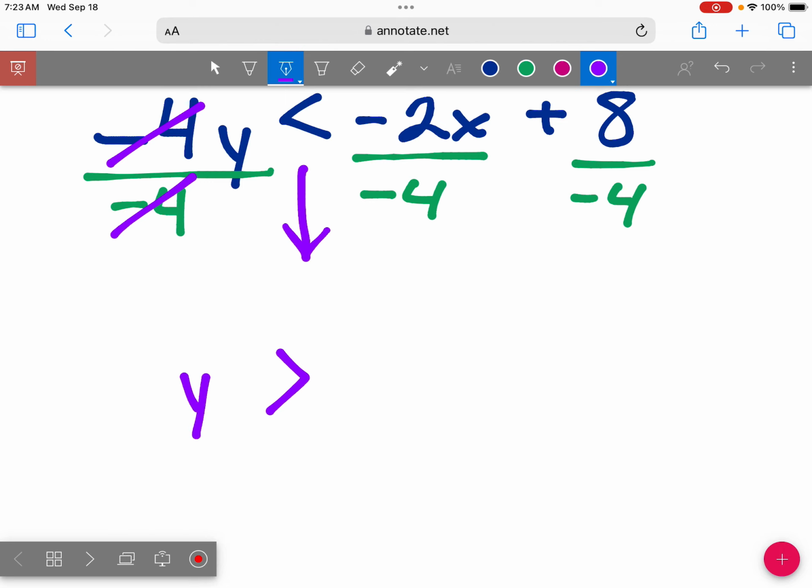Negative 2 over negative 4. What does that simplify down to be? Negative 2 divided by negative 4. What's that going to simplify down? Positive 1/2. Because those two negatives cancel out. So we have positive 1/2 x. 8 divided by negative 4? Negative 2. Just commit.